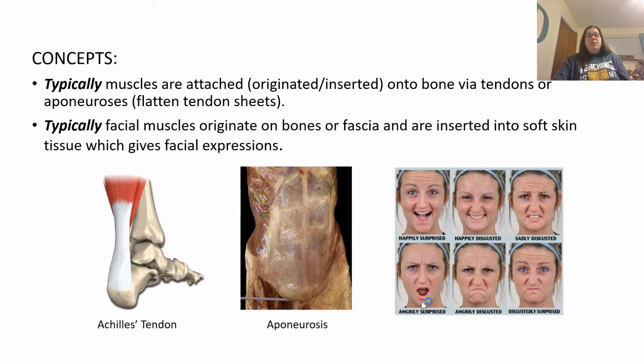We also see typically facial muscles originate on bones or a fascia, and then they insert into the soft skin tissue. This is what allows you to be able to move that skin to create facial expressions.